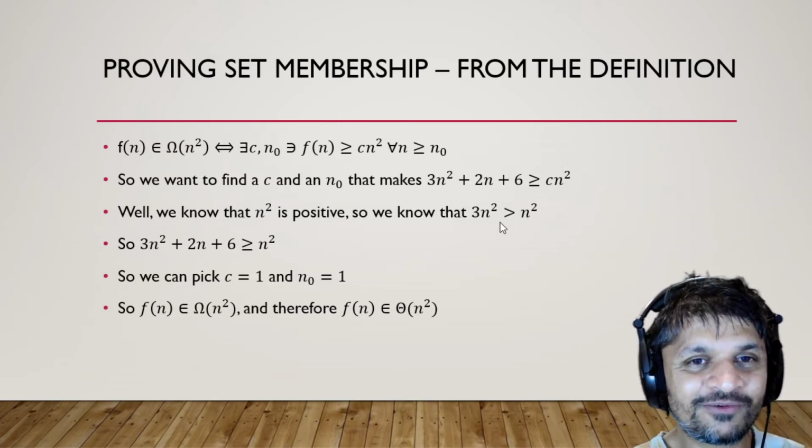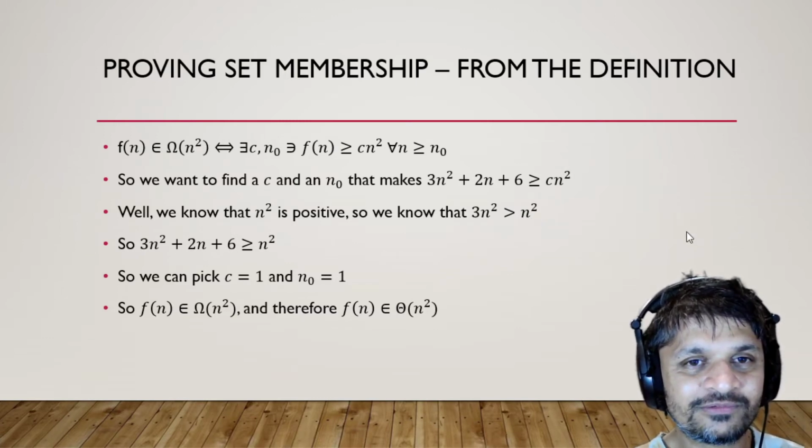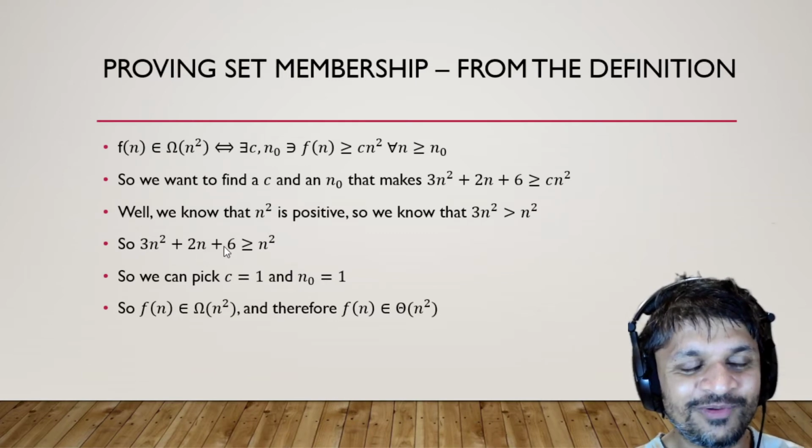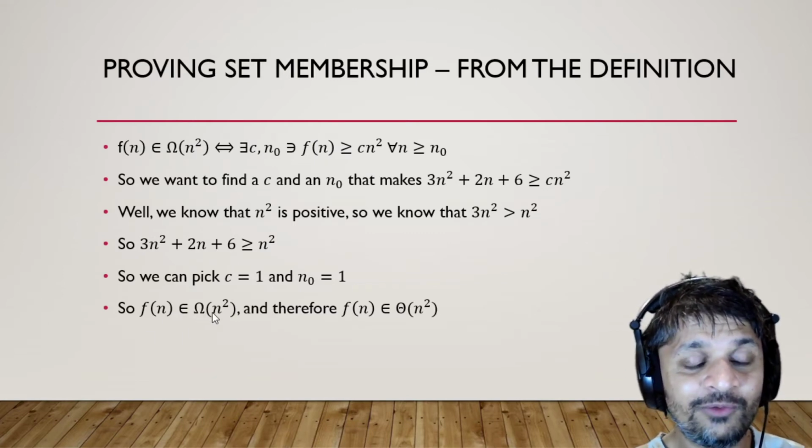Then we know that 3n squared is greater than n squared directly. And 2n plus 6 is positive, right? There's no way 2n plus 6 can be negative for a positive n. So that means that 3n squared plus 2n plus 6 is greater than or equal to n squared directly. So I just have to pick c equal to 1 and n naught equal to 1, and that'll mean that 3n squared plus 2n plus 6 is greater than or equal to n squared, and it'll satisfy this equation. So f of n is an element of omega n squared.